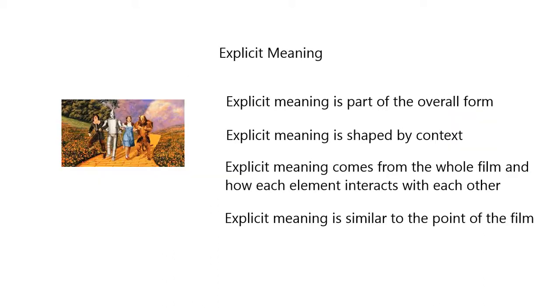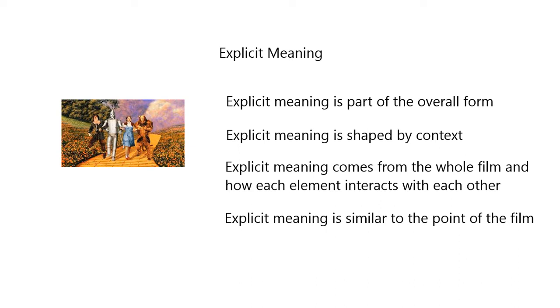The second layer of meaning is called the explicit meaning. This is also somewhat concrete like referential meaning is. And explicit meaning is part of the overall form of the film. It's also shaped by context, the context of the film itself. So for instance, in The Wizard of Oz, we all know the line where Dorothy clicks her heels together and says there's no place like home.